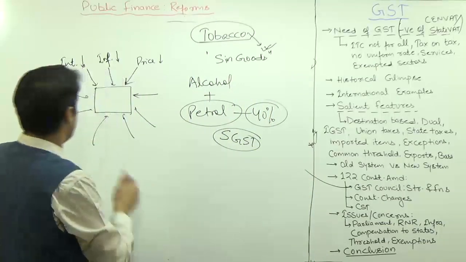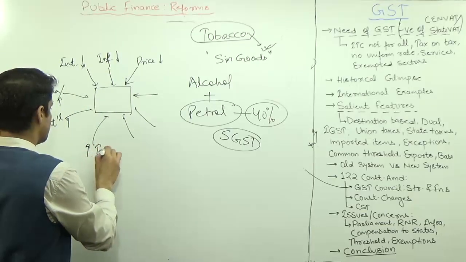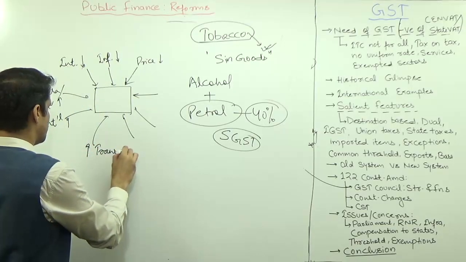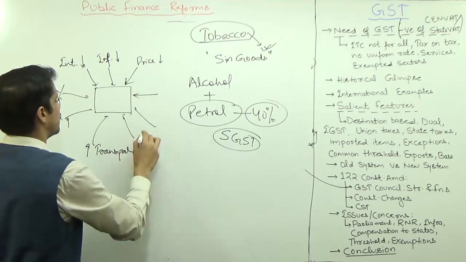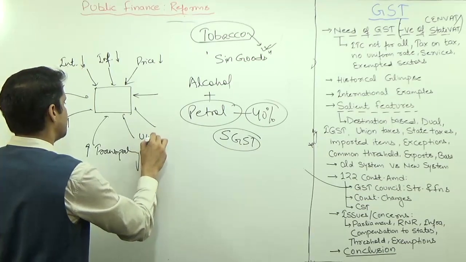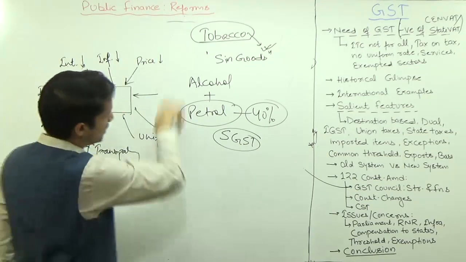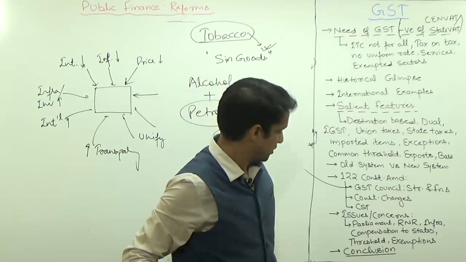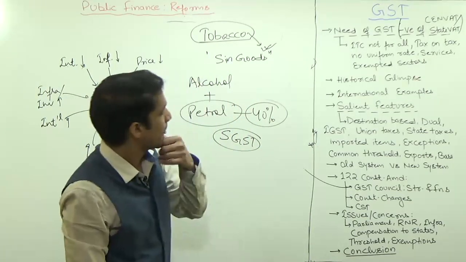And GST will increase the transparency of the system. All the indirect taxes will be amalgamated, unified. So all these things you have to mention in the conclusion.